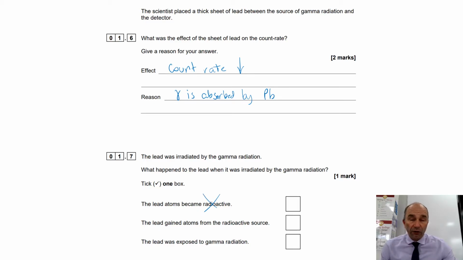So lead doesn't become radioactive as a result of it. The lead certainly doesn't gain anything from gamma. Remember, gamma is just an electromagnetic wave. So it means that our only option there is that the lead was exposed to the gamma radiation.